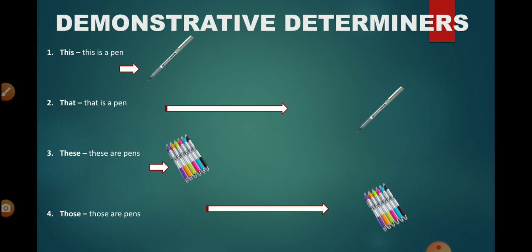Means for far away things we use those, and for a far away thing we use that. This and these are used for close things, singular and plural, like this is a pen, that is a pen. These are pens close to the speaker, those are pens far away from the speaker. Fine. These demonstrative determiners need not much explanation. It's quite an easy one. It's well explained and well known to students already in their junior classes.